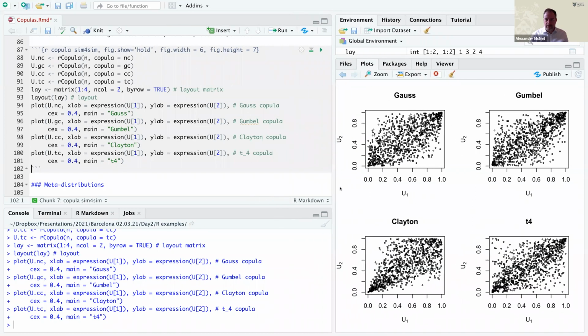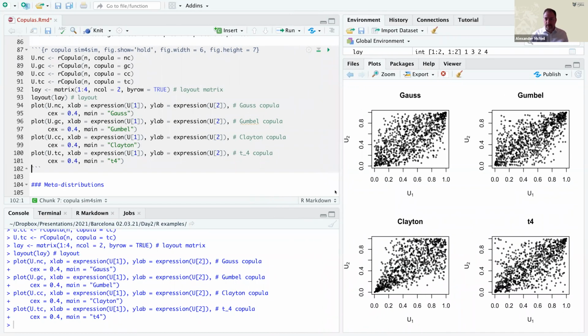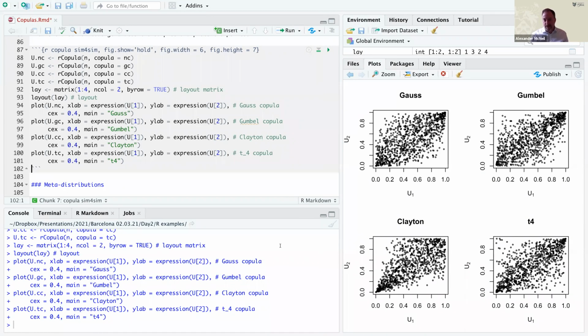Let's make it like that. So those are the ones I made earlier. You have Gauss, Gumbel, Clayton, and T4. You have 1,000 points, and I've generated them live.